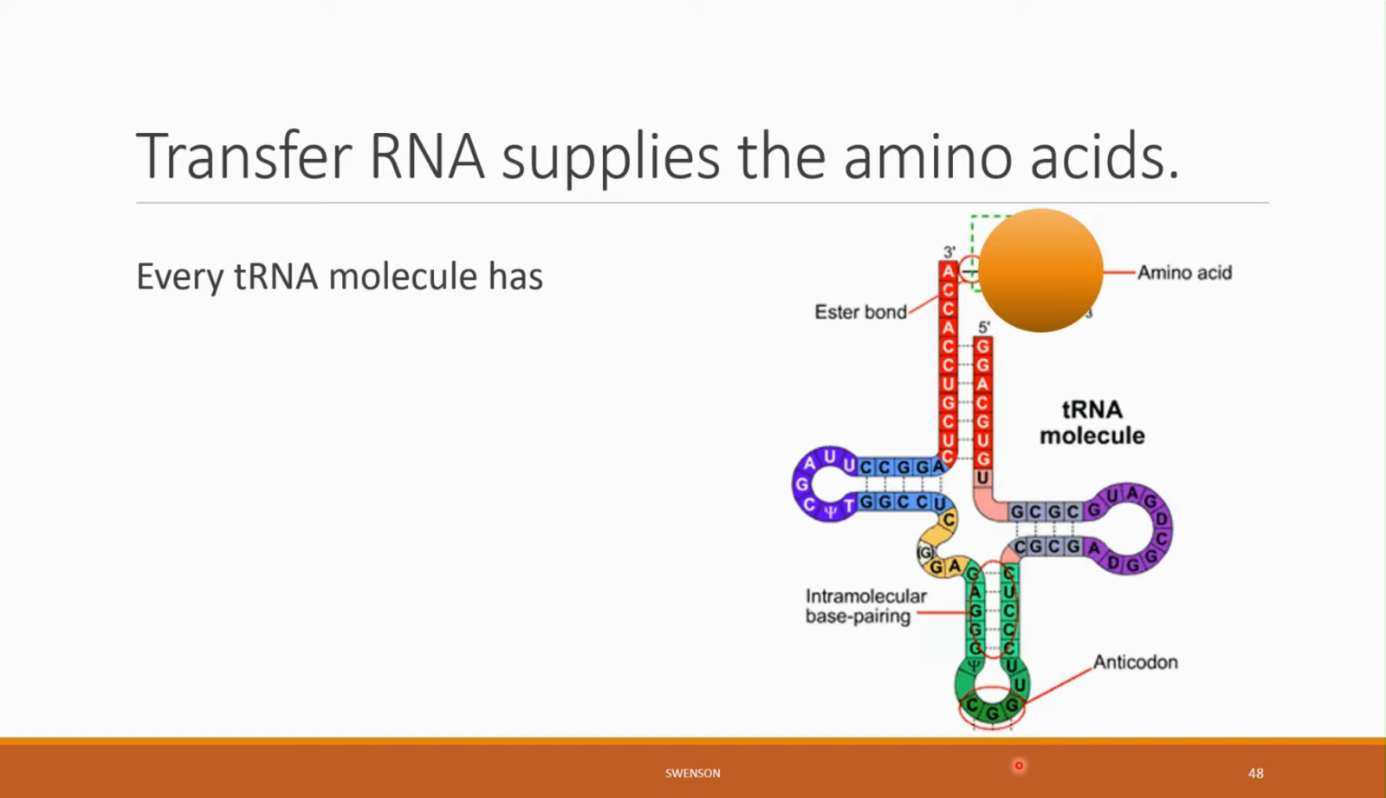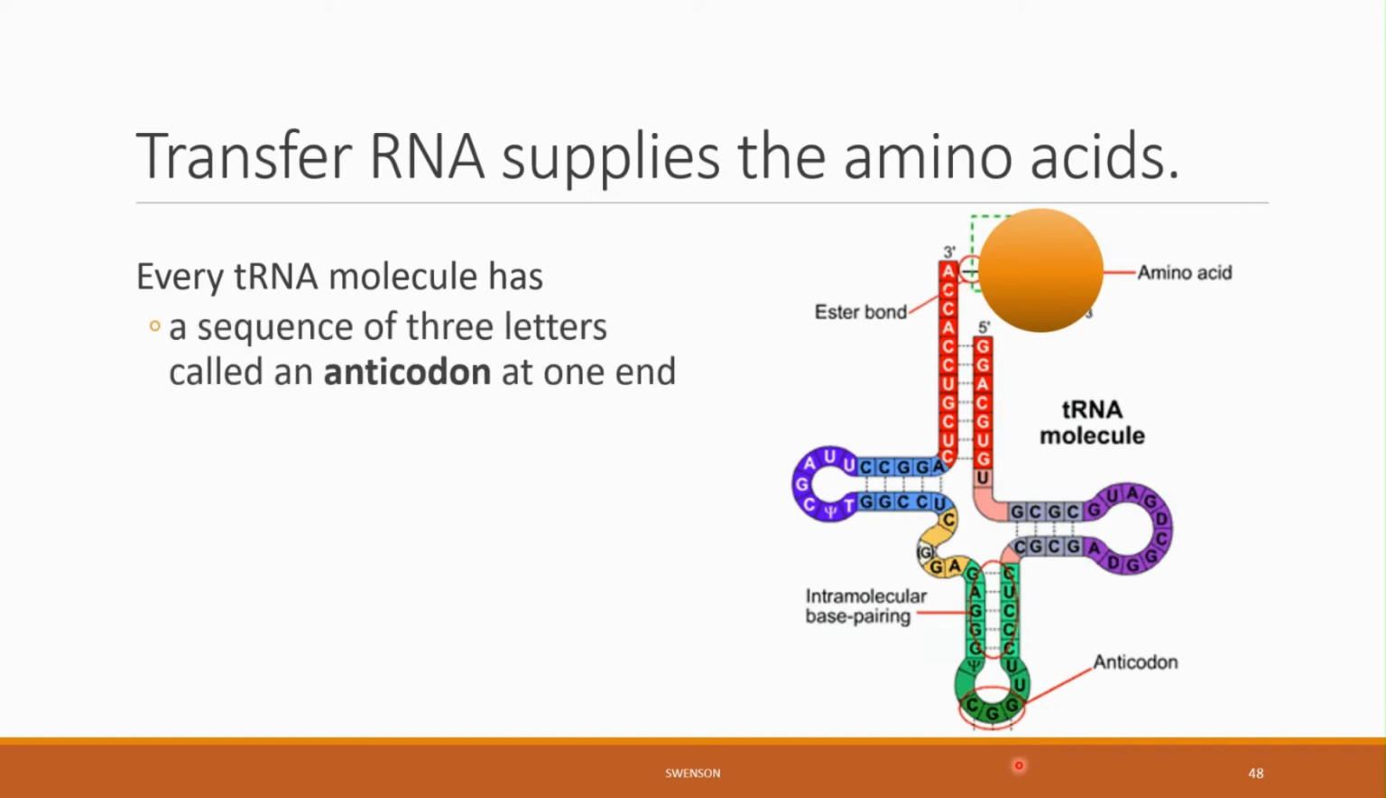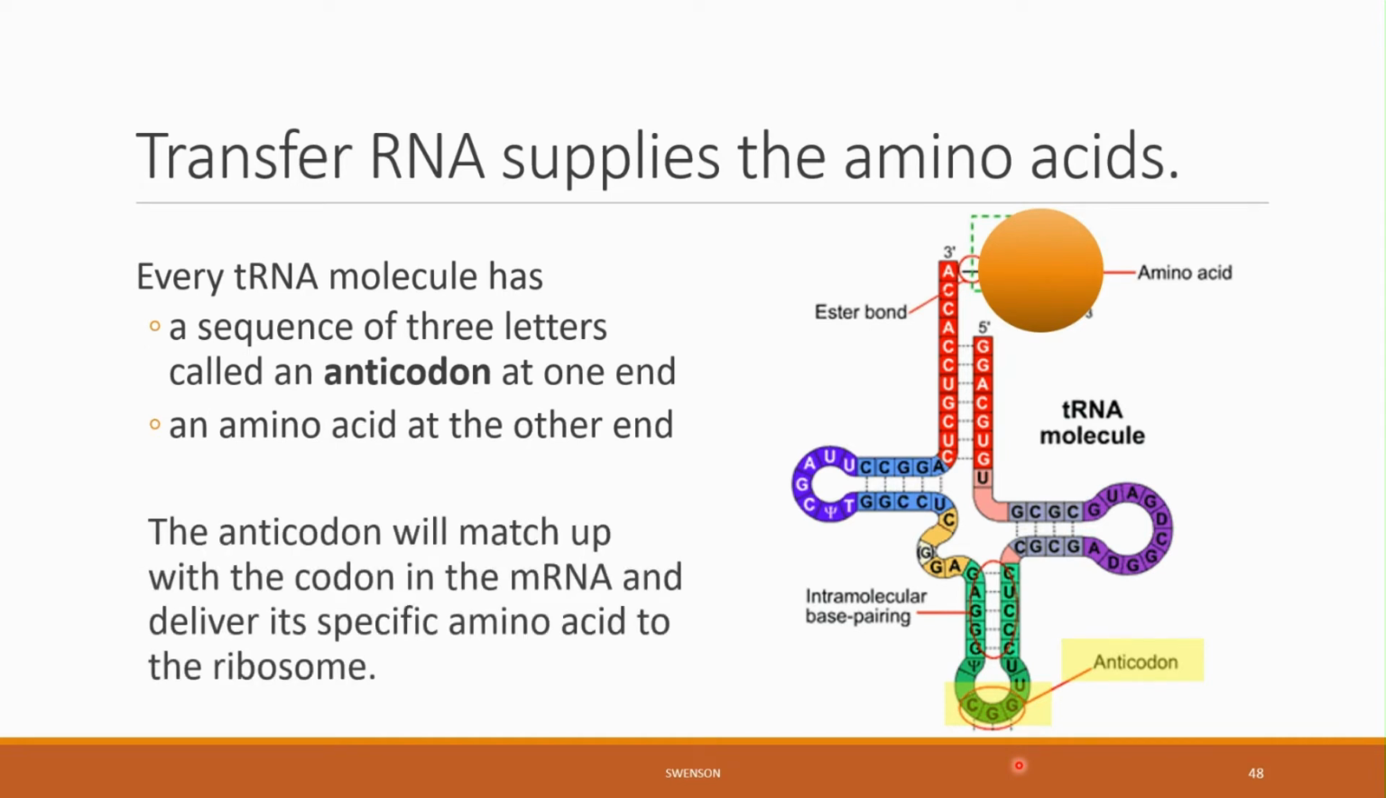Okay, and again, every tRNA molecule has a 3-letter sequence called an anticodon at one end, and an amino acid at the other end attached to the 3' end of the RNA. The anticodon will match up with the codon in the mRNA and deliver its specific amino acid to the ribosome. So it takes advantage of this base pairing effect in order to figure out which amino acid to use.